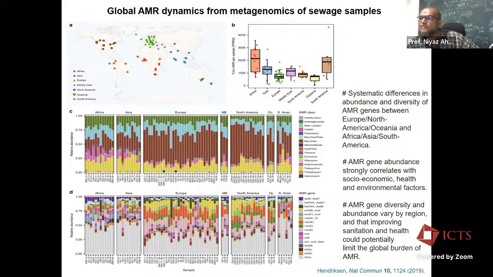Okay. So therefore, the sanitation health improvement could potentially limit the global burden of AMR. These kinds of studies give us an indication of how much influence hygiene and sanitation, and the mismanagement or poor management of human waste and excreta, have on the development of the resistome at the global population scale, and whether interventions, if provided in these areas, could improve that situation.